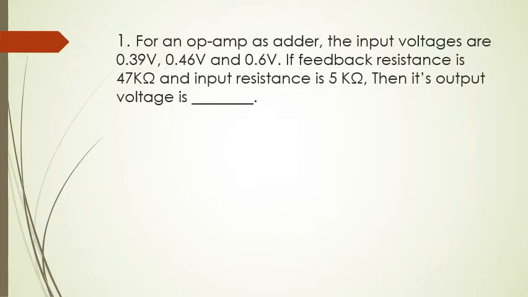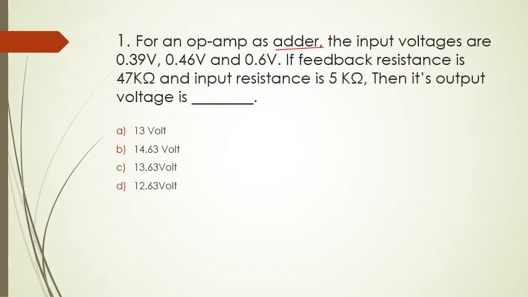Now the very first numerical is based on the op amp, that is operational amplifier, and here the application of op amp is already given. So the question is, for an op amp as an adder, the input voltages are 0.39 volt, 0.46 volt and 0.6 volt. If feedback resistance is 47 kilo ohm and input resistance is 5 kilo ohm, then its output voltage is dash. Now these are the options which are given.